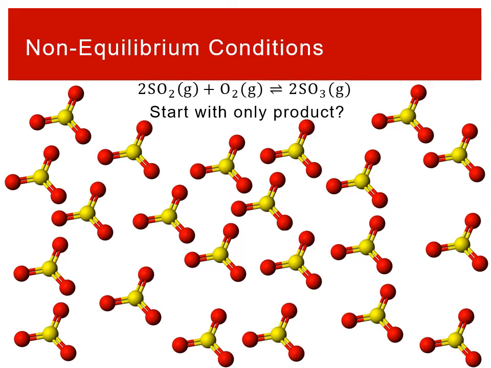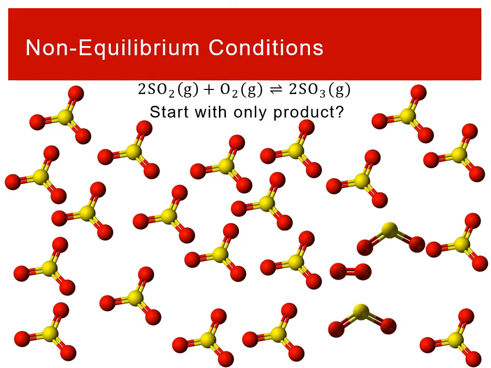We could also set up the opposite extreme. We start with only product. I only have SO3 molecules now. So the opposite is going to happen. We know those SO3 molecules can react to become the SO2 and the O2. That's the only thing that can happen here. The reaction's just, if it can occur, it will. So we make some, quote, reactant molecules, some SO2 and some O2. And this is just going to keep going.